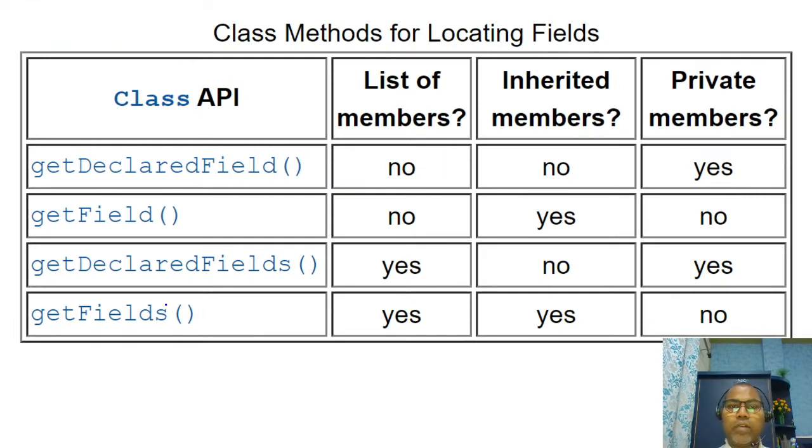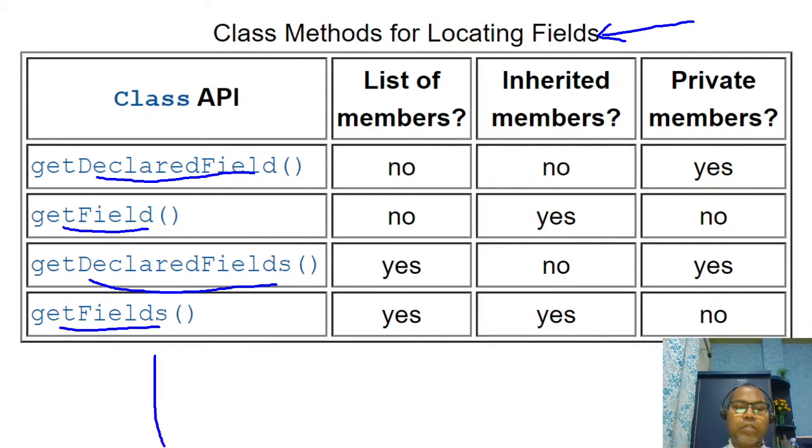Sometimes you want to find field details. So these are the methods you can invoke: getDeclaredField, getField, getDeclaredFields, or getFields. If you invoke the method getFields, it returns a list of members. Inherited members, yes, but private members, no. It returns all the inherited members, but it does not return your private members.